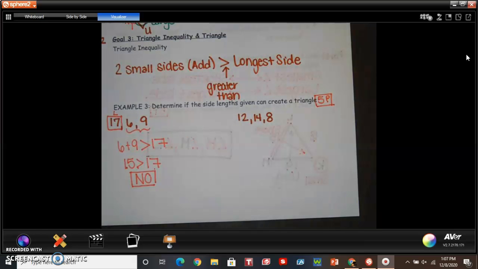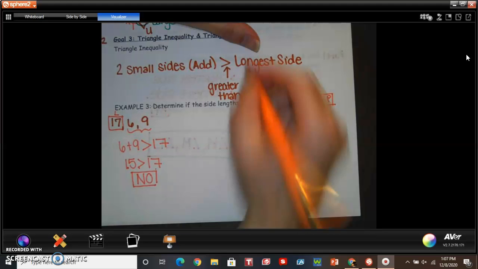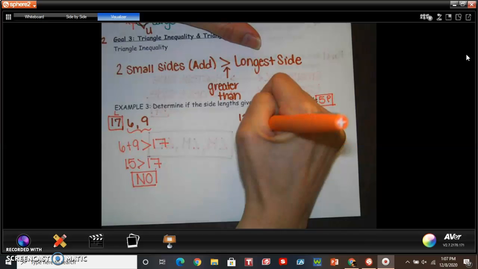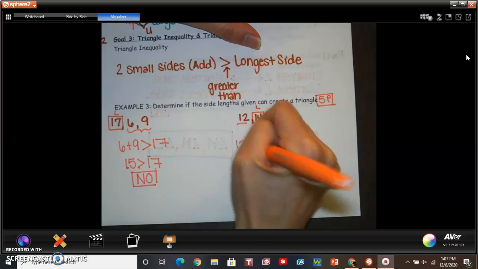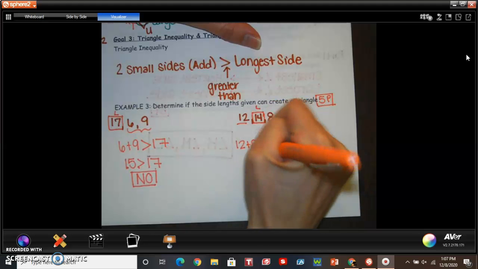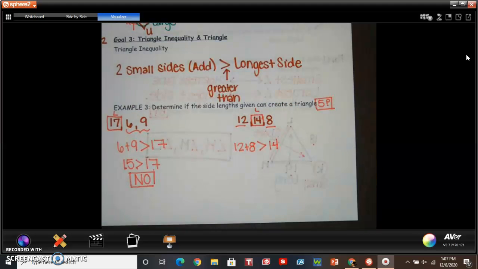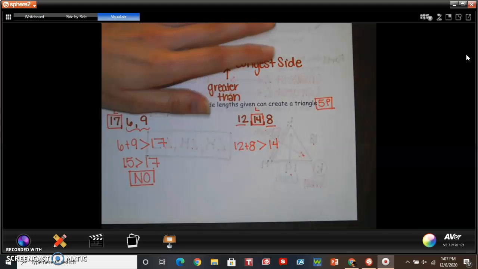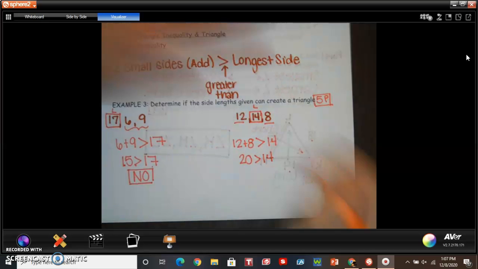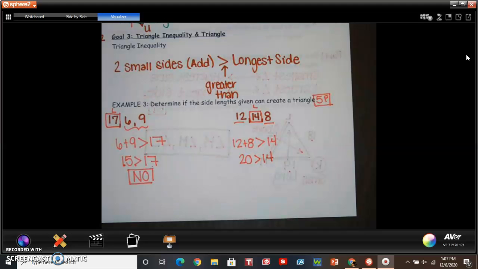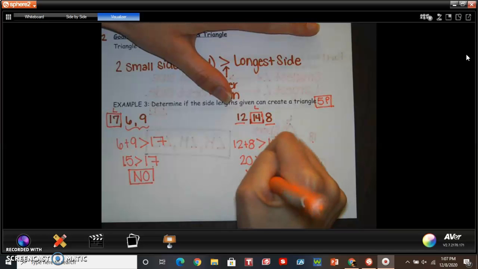We have 12, 14, and 8. So again, I'm going to go ahead and identify my longest side first. That would be 14. So I know my other 2. So 12 plus 8 needs to be greater than 14. Again, let's use our calculators just to check ourselves. So 12 plus 8 is 20. So we have 20 is greater than 14. Is this true? Is 20 higher or bigger or greater than 14? Why, yes it is. So therefore it would create a triangle.